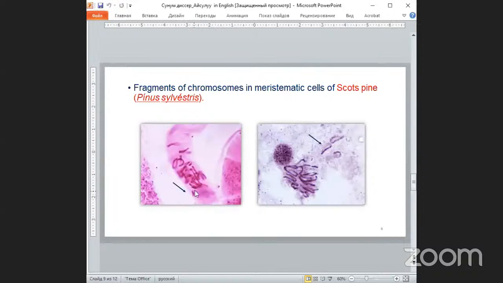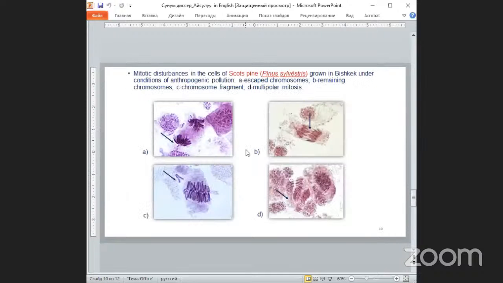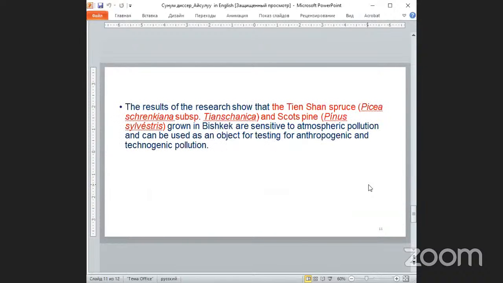Let me show you the pictures. Fragments of chromosomes in meristematic cells of Scots pine, here and here. Mitotic disturbance in the cells of Scots pine grown in Bishkek under conditions of anthropogenic pollution. A, escaped chromosomes. B, remaining chromosomes, here. C, chromosome fragment. And D, multipolar mitosis. All of them are pathologies.